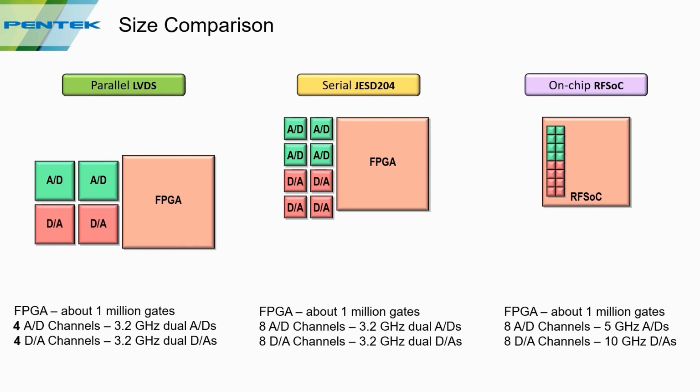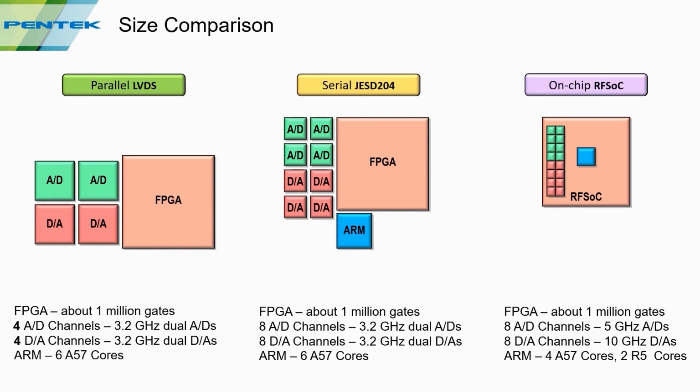The RFSoC includes 6 ARM cores, and for the serial system, I found a standalone ARM processor with 6 cores, actually the same cores that are used in the RFSoC, and it's about this size. I also use that ARM processor for the parallel system to include that component. So in terms of area in millimeters squared, the RFSoC takes up about 1,600 millimeters square. The serial interface system takes about 2,860 millimeters square, and the parallel interface system is about 3,210 millimeters squared.